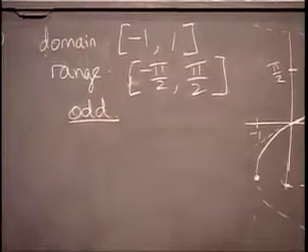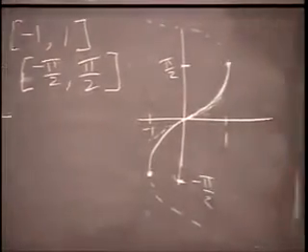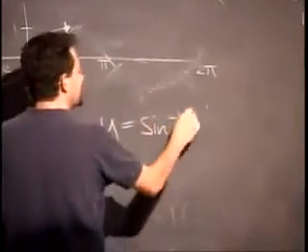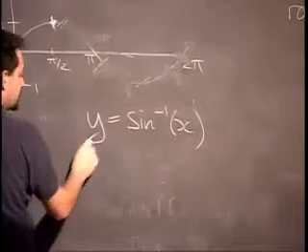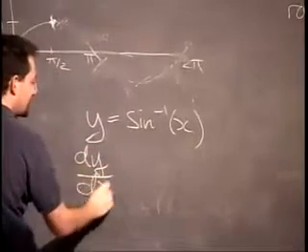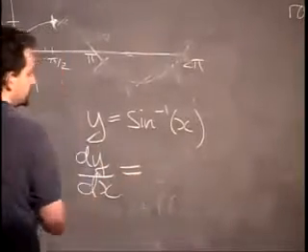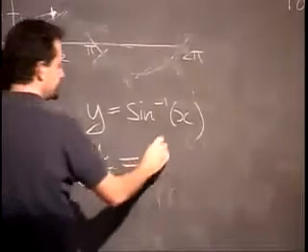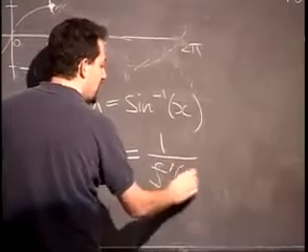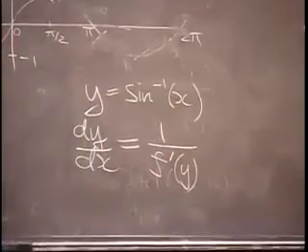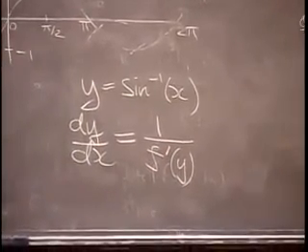We need to differentiate it, and I can use the formula. Let y equal inverse sine of x. So dy dx, according to this, is equal to 1 over f prime of y.